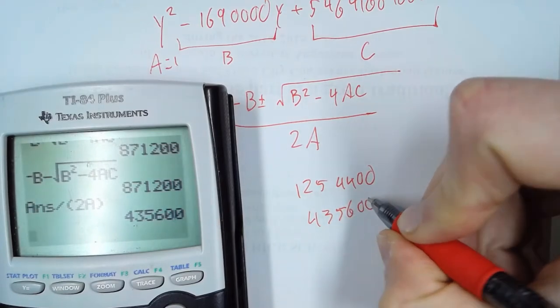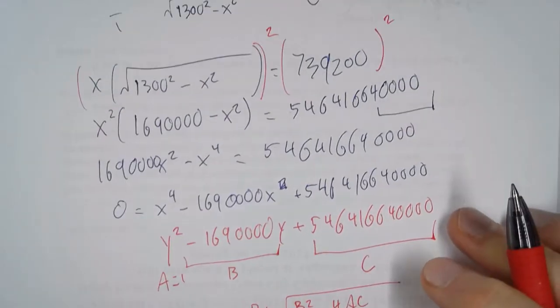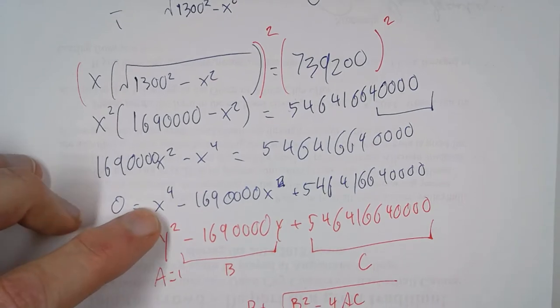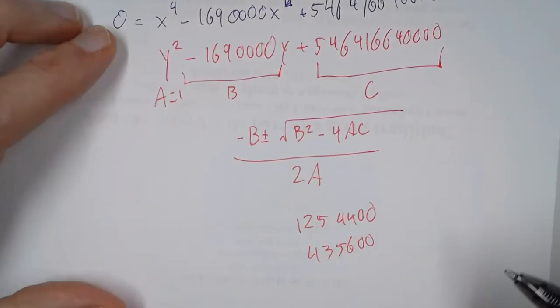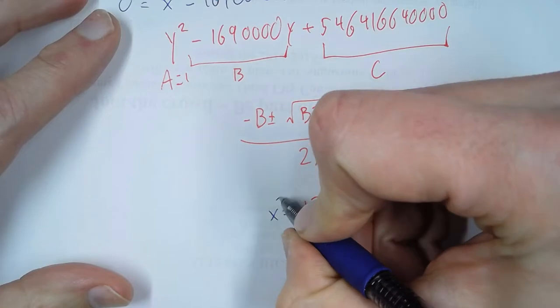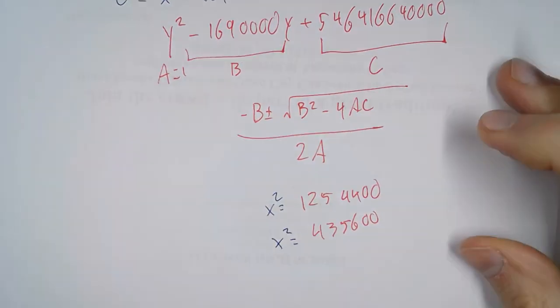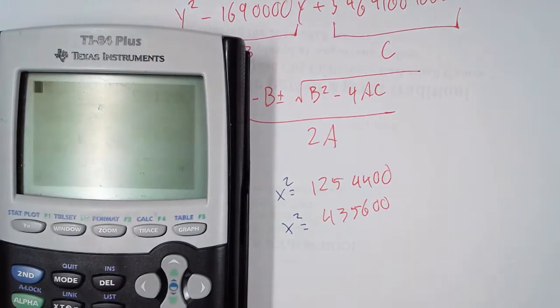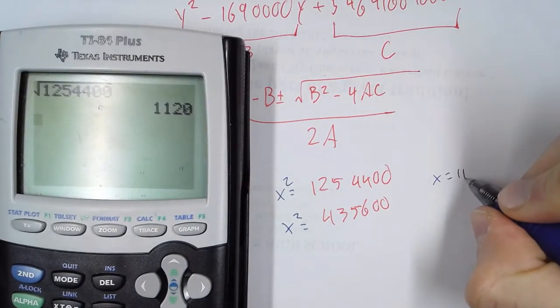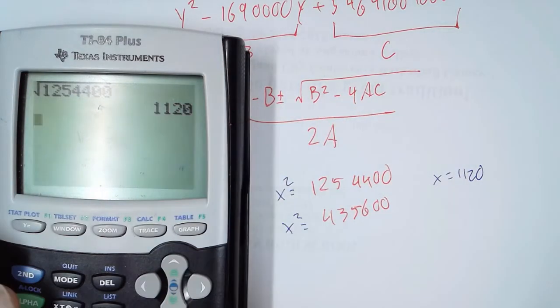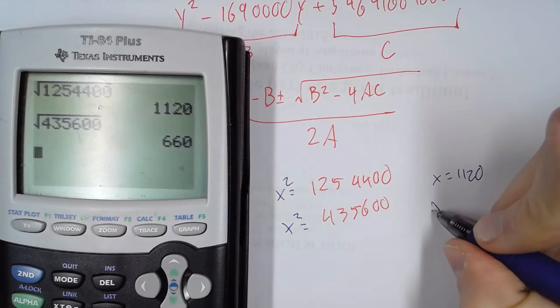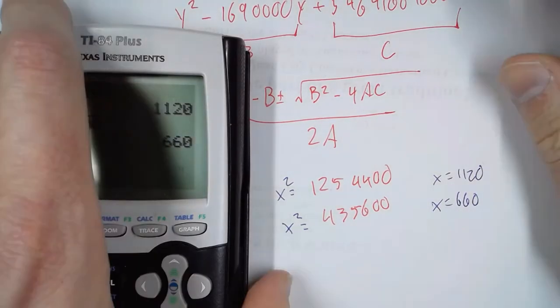Now the thing to remember is that we put this in terms of y squared, but we have to put it back, since y was just a replacement for x squared. So x squared equals this, and x squared equals that. So we need to take the square root of these two numbers. We take the square root of 1254400, and we get x equal to 1120. We take the square root of 435600, and we get x equals 660. So these are our two solutions.